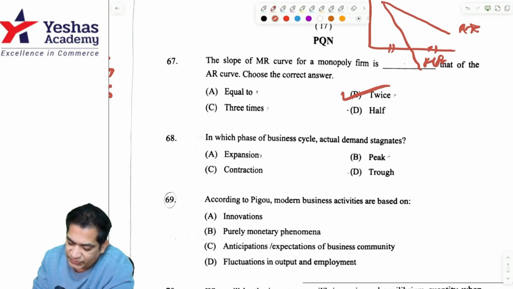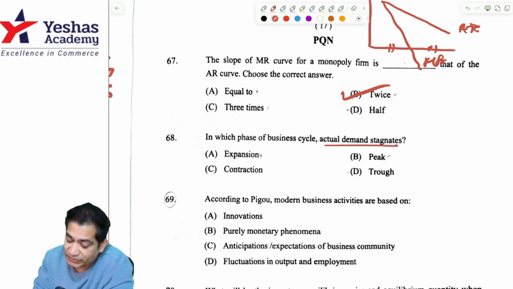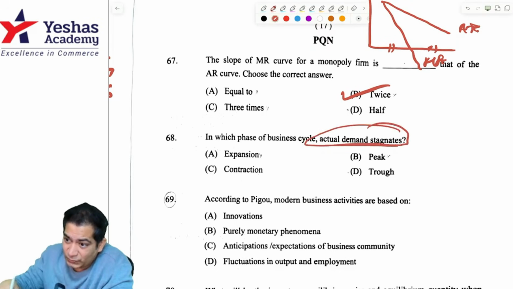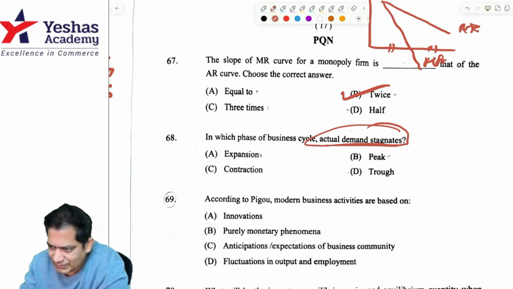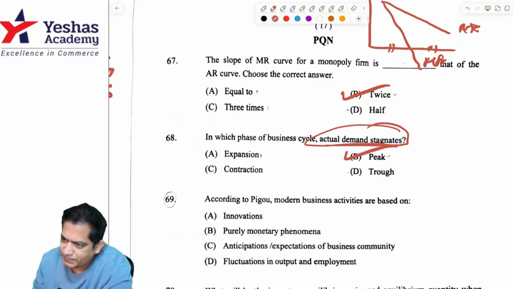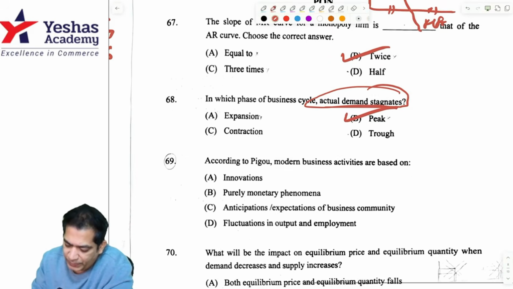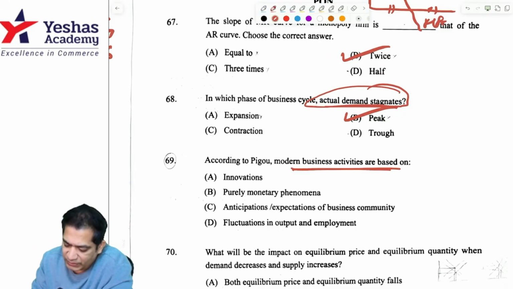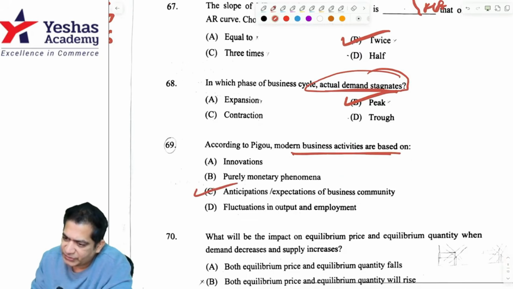In which phase of business cycle does actual demand stagnate? Now this creates a confusion if your concept is not clear. It says stagnates, it doesn't tell you it falls down. It says stagnate. It means demand no more increases further. It happens at peak. According to Pigou, modern business activities are based on anticipation, expectations of the business community.